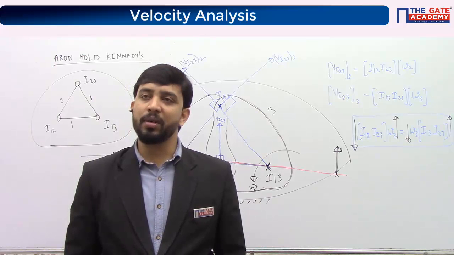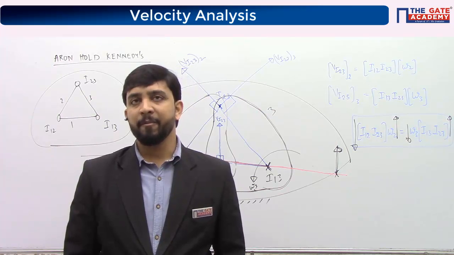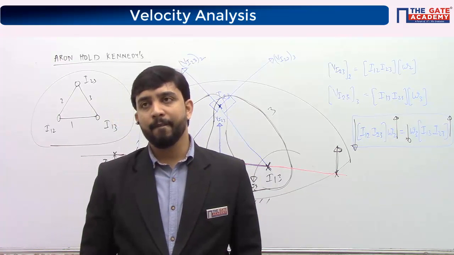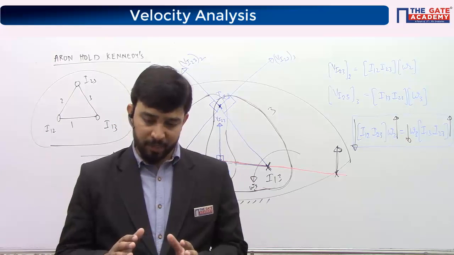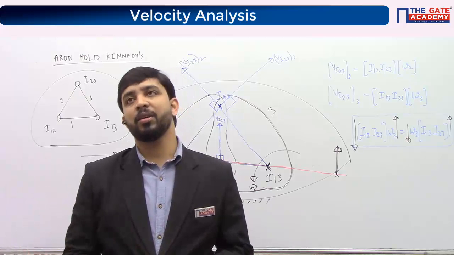So 2 and 3 may overlap, they may not overlap. That's what I wanted to say. They may be connected. The shape of the body may be different, but when you extend the body such that the I center falls on this, then you find the velocity at that point.